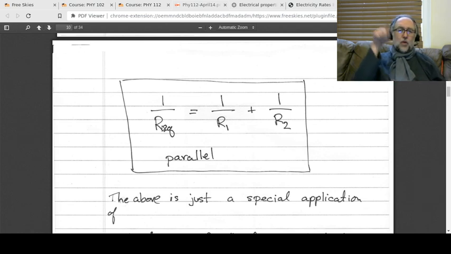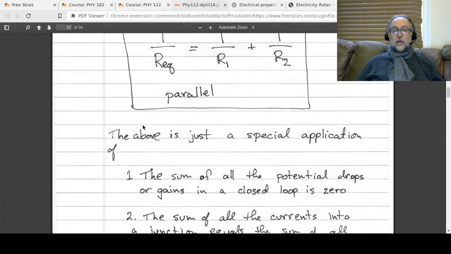But basically you would do 1 over R, whatever the R1 value, plus 1 over the R2 value, and you would get a number. Then you would take the reciprocal of that total, and that would give you the R equivalent. Okay, and that's what you do for resistors that are in parallel.